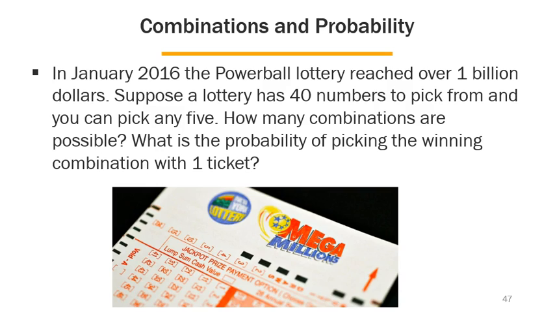Another example is that of a lottery. In January of 2016, the Powerball lottery reached over $1 billion. It's actually done that more than once. Let's suppose we have a lottery and it has 40 numbers to pick from, and you can pick 5. So how many combinations are possible? And then what is the probability of picking the winning combination with one ticket? Again, you can potentially pause this, see about getting the answers before I show them in just a moment, or you can just follow along.